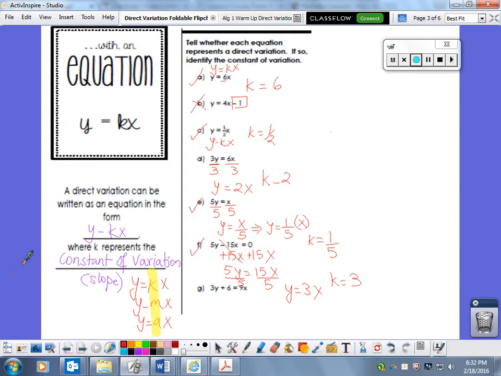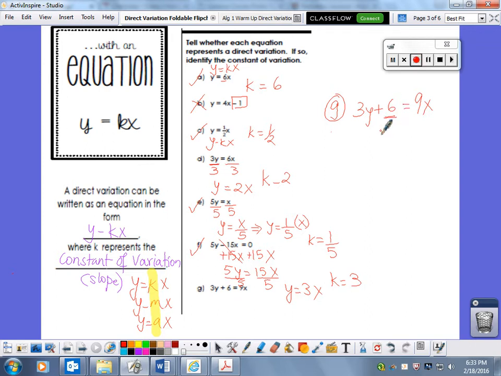Alright, so now I'm going to work on letter g, but I'm going to do the work right here. I'm going to write it as 3y plus 6 is equal to 9x. Alright, so again, I have to do the opposite operation, the adding or subtracting, and move the constant, that is 6, to the other side of the equation.